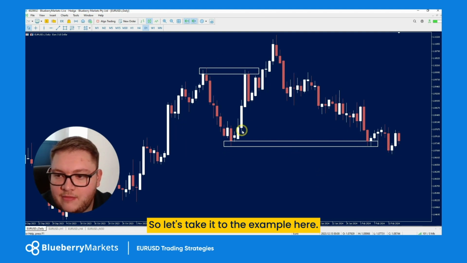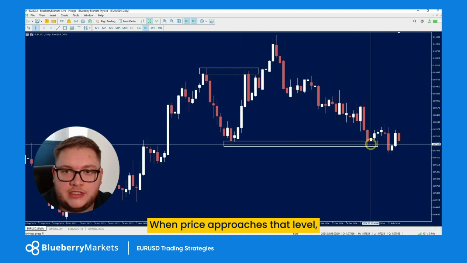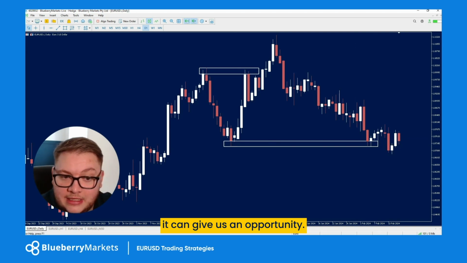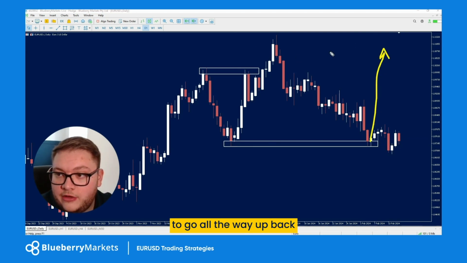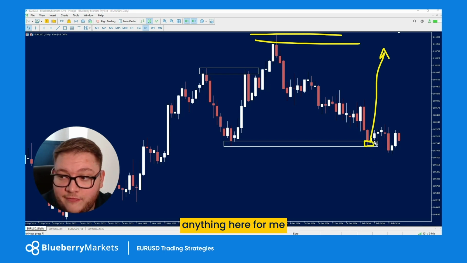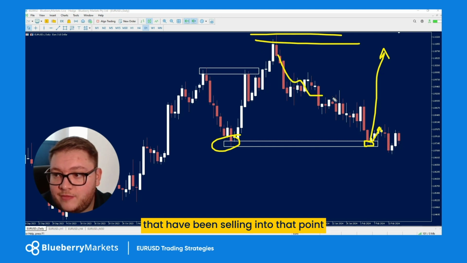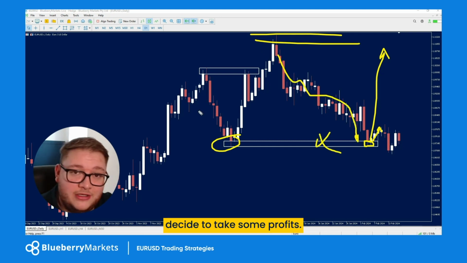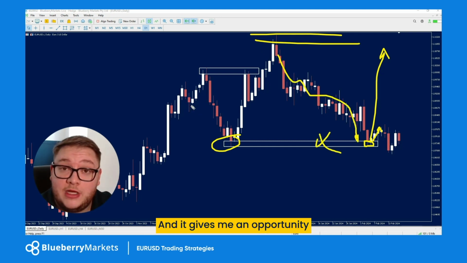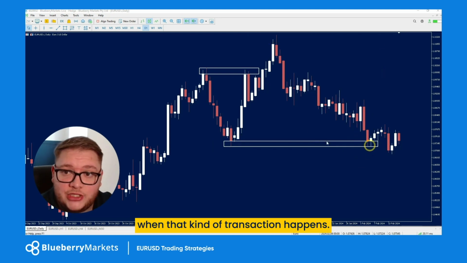So let's take an example here. We see this low that formed on the 8th of December 2023. When price approaches that level, it can give us an opportunity. Now I'm not saying it's going to go all the way up back into previous structure highs. I just want to see if there's anything here for me where buyers either defend that level, or sellers that have been selling into that point decide to take some profits, and it gives me an opportunity in the market when that kind of transaction happens.